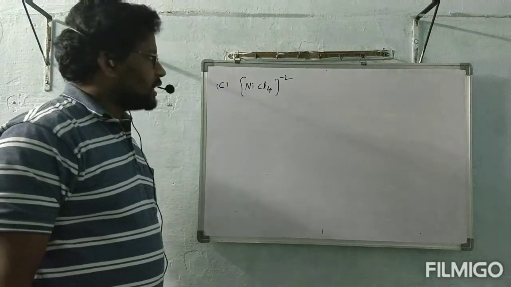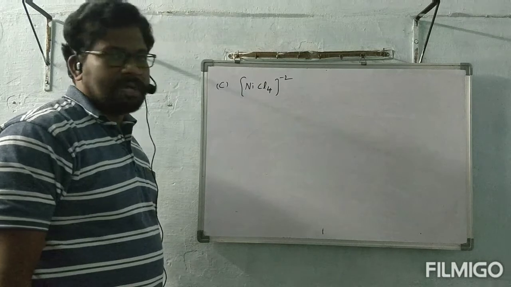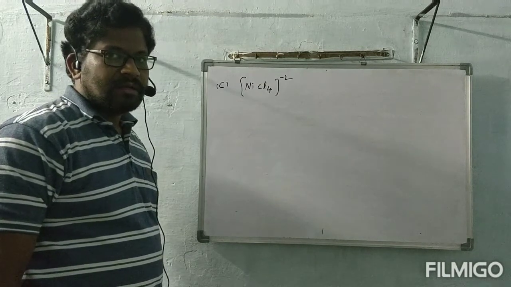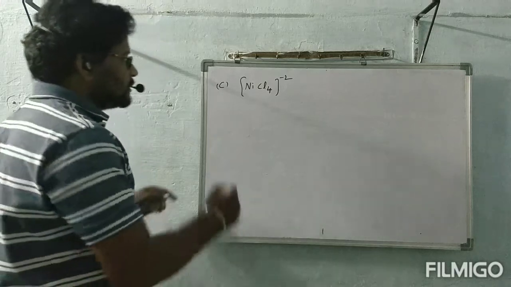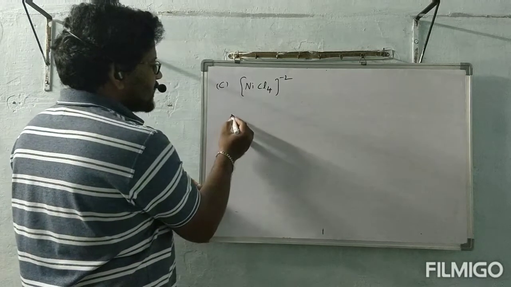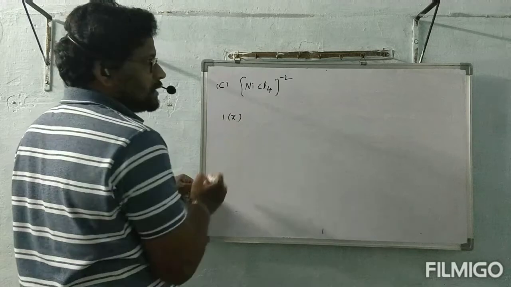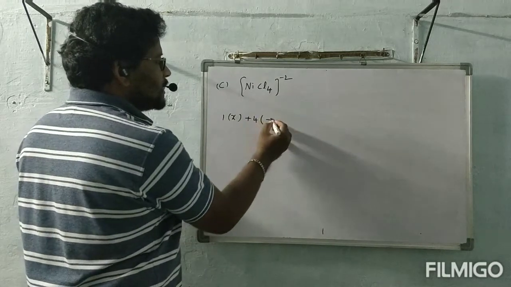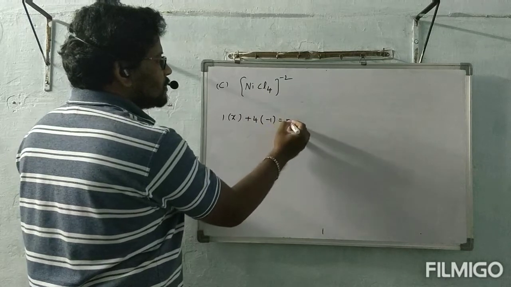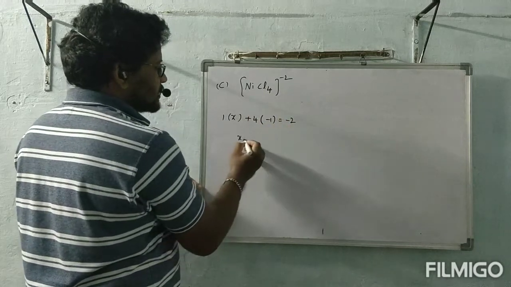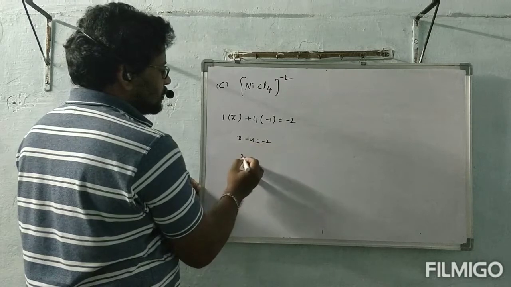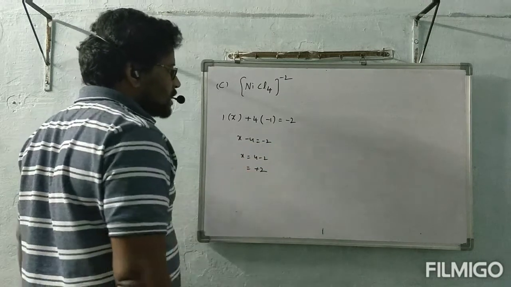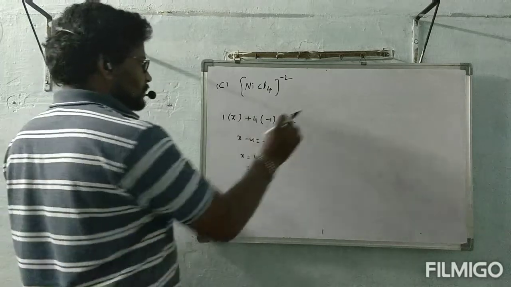This is the next example, that is NiCl4 minus 2. In this, first we want to find the oxidation number of nickel. Let the oxidation number of nickel be X. 1 into X, because 1 nickel is there, plus 4 into chlorine minus 1, is equal to the total complex charge, minus 2. X minus 4 is equal to minus 2. X is equal to 4 minus 2, that is plus 2. So what is the oxidation number of nickel? Plus 2.